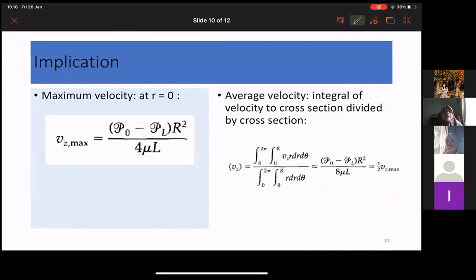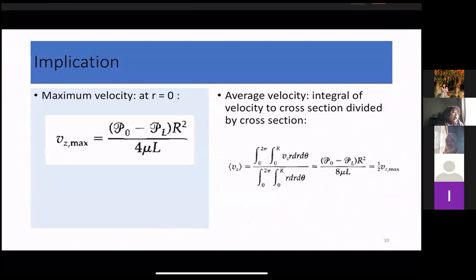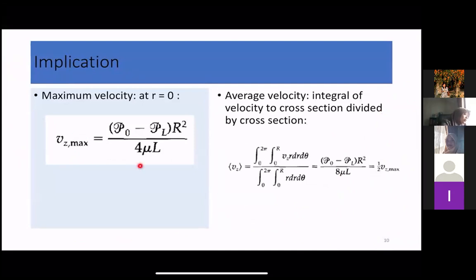So the implication is that the maximum velocity would be at r equal to 0, the phi maximum. And then we can also calculate the average velocity, which is the integral of the velocity over the cross section divided by the cross section. It is similar to the calculus that maybe you know. Here it's actually equal to half of the phi z max. So if you can calculate the phi z max, then the average is usually half of the phi z max.